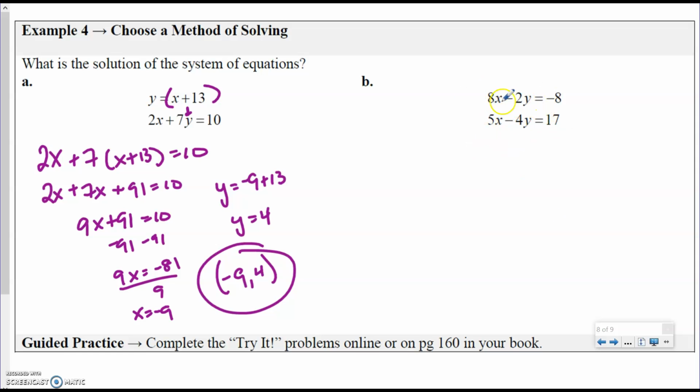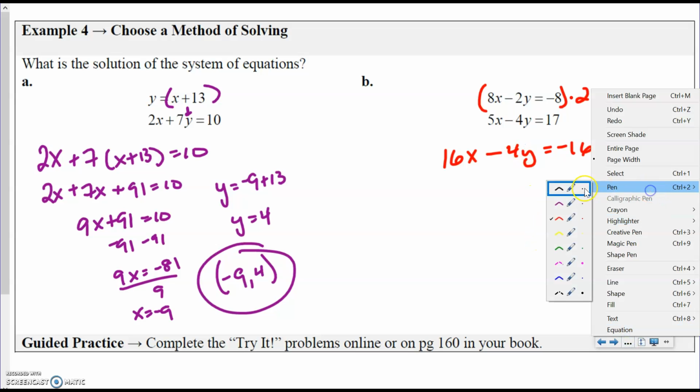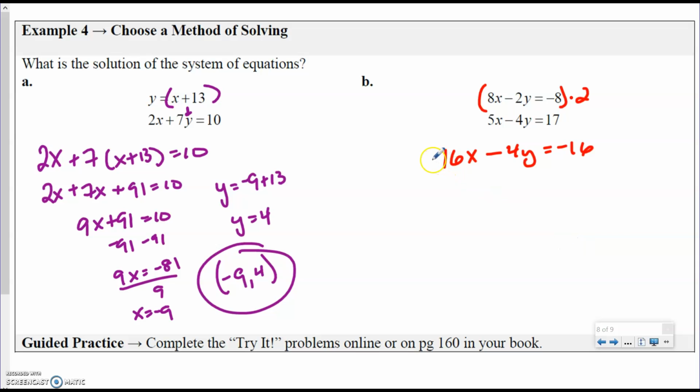For the second one, my x's and y's are lined up, so I like to use elimination here, but nothing cancels right now. So the first strategy I told you could try is to multiply the top one by 5, the bottom one by 8, and then change your signs so they cancel. But I also noticed that this 2 goes into 4 twice. So I could just multiply that top equation by 2 to get 16x minus 4y equals negative 16. The problem is that my negative 4y's don't cancel, so I'm going to do what I did in the last problem and change all my signs so that I can cancel my positive 4y and negative 4y now.